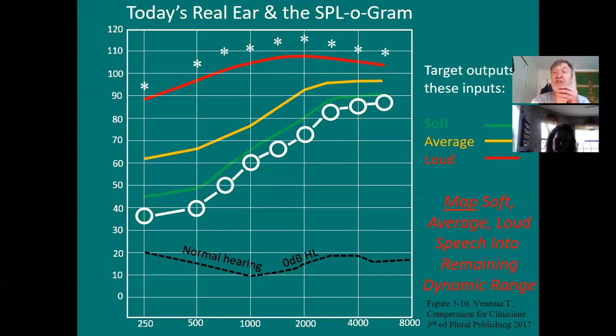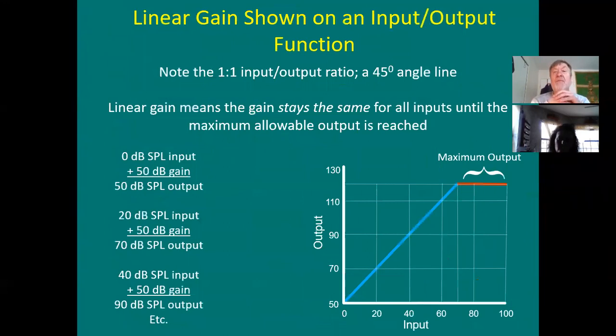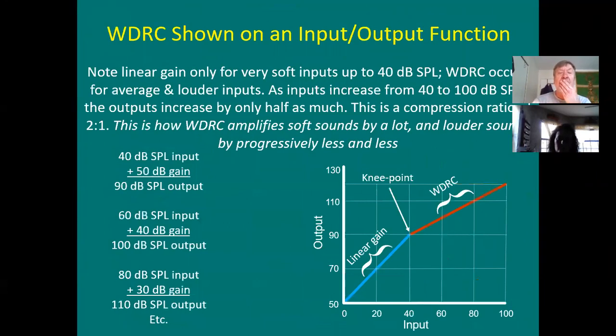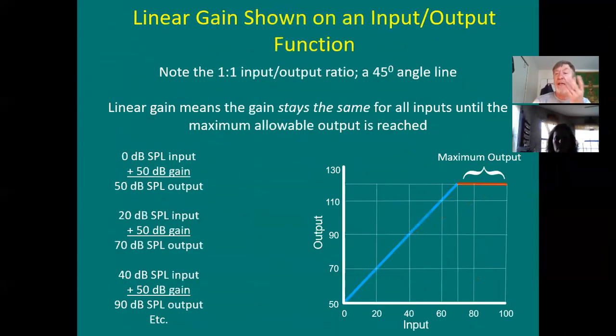This is called speech mapping, and it's what's done all over the world today by people who are doing real ear. So linear gain, WDRC, remember this slide? Have an idea basically what linear gain did. This slide is just to help you review the whole reason why we're amplifying less and less and less as the inputs go up. We're giving less and less and less gain, okay? So the whole reason why, let yourself read this, okay?